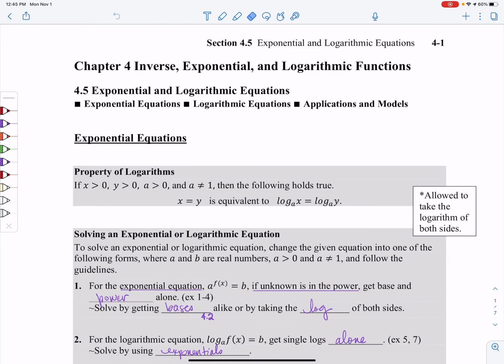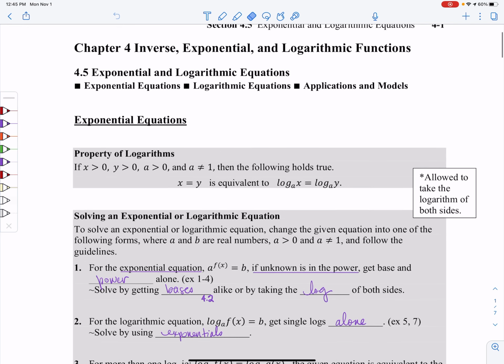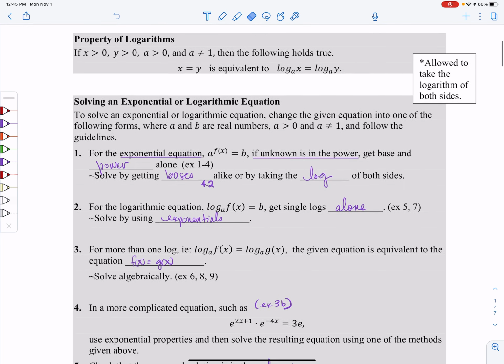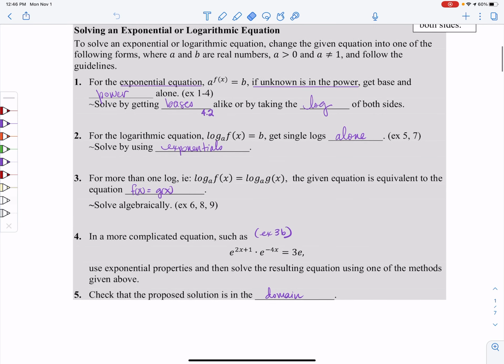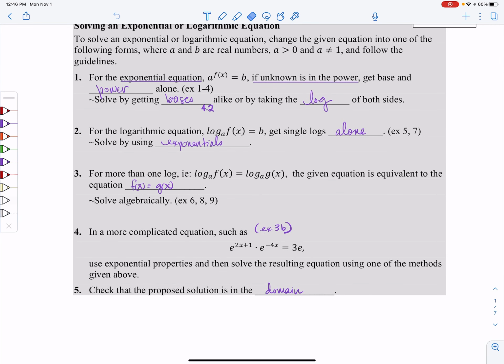All right, welcome to video number 4 in this particular section, 4.5. We're working through some tips to solving exponential and logarithmic equations. We've already done tips 1, 2, and 3, and we've also talked about tip number 5 by checking that my solution always is in the domain. So let's finish this up by going to tip number 4.